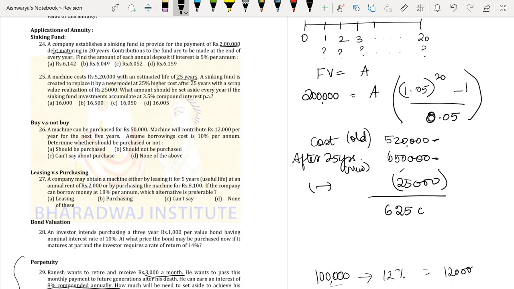The battery is a little low on the pen. Just give me 2 minutes. Yeah.